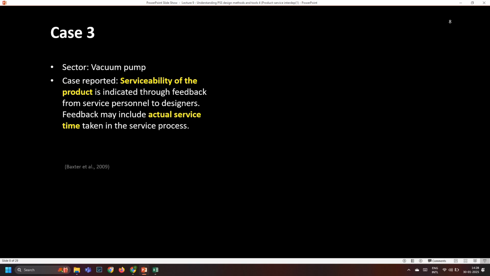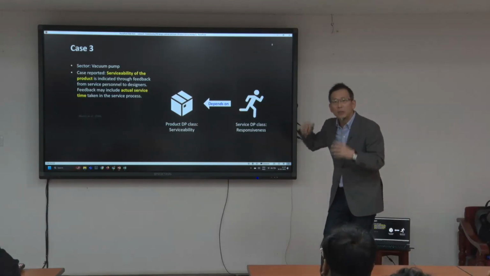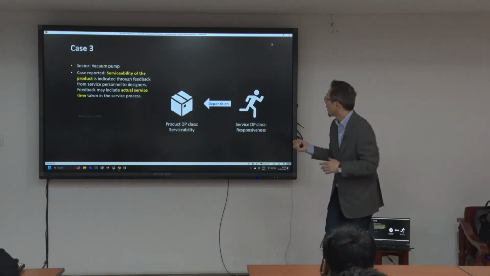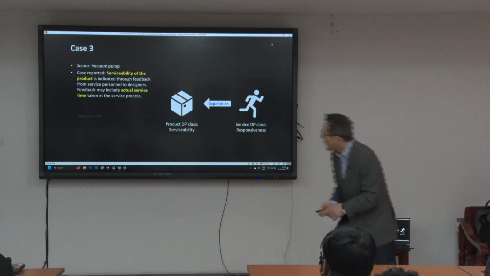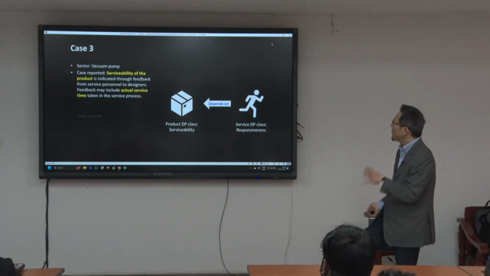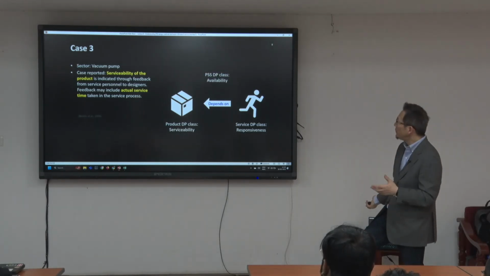Continuing with the same product, serviceability of the product, again, influences the responsiveness of the service, in this case actual service time, which we discussed earlier, responsiveness. So the responsiveness depends on the serviceability of the product, so that the availability could be improved. Right?